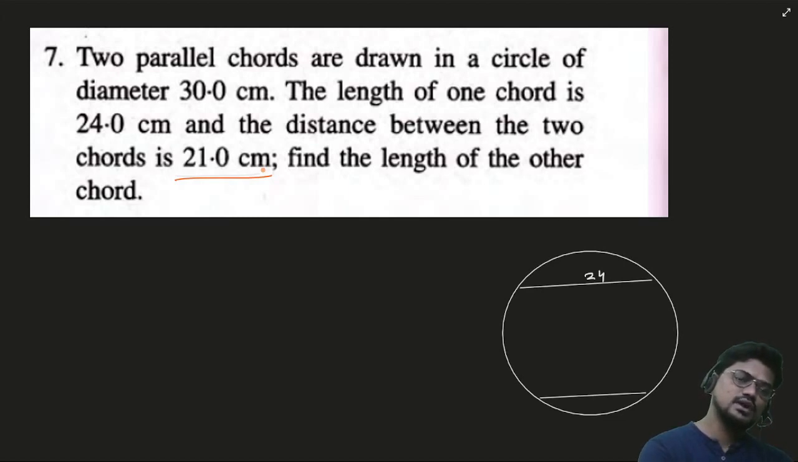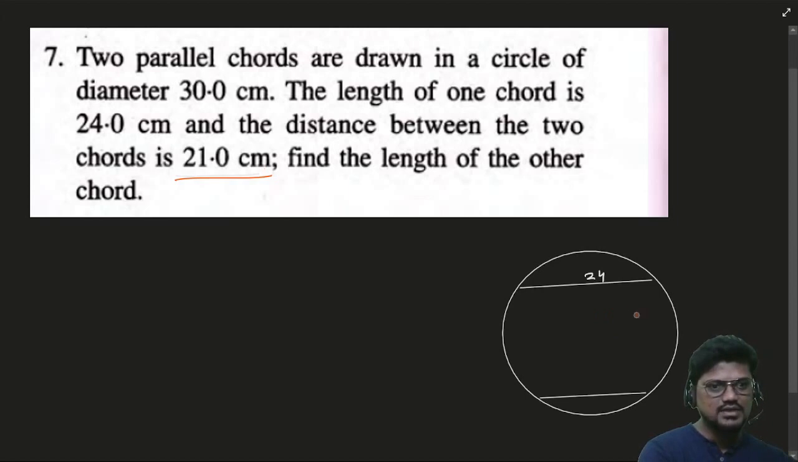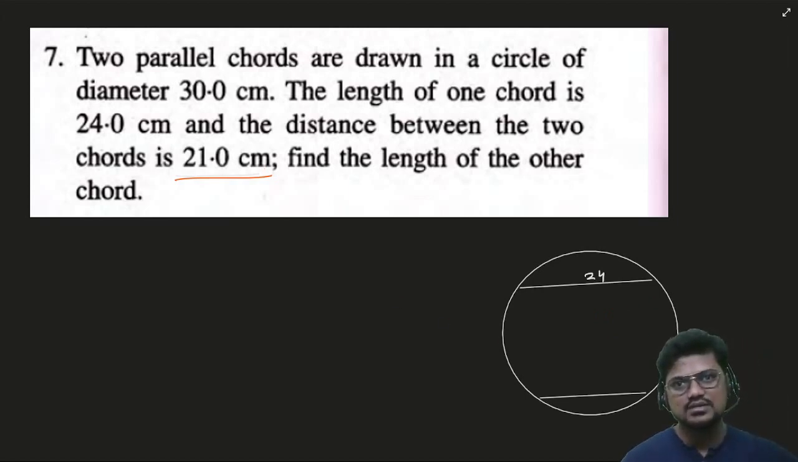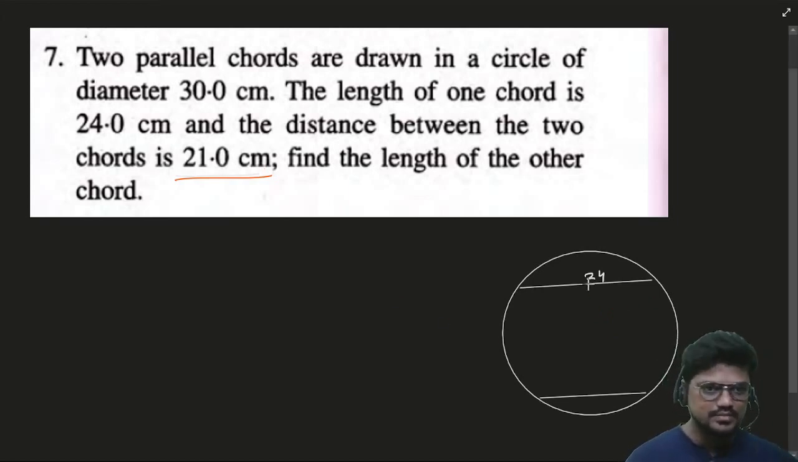Sir, opposite. Why? Sir, because the number is very big as compared to the size of the chord. So the radius of the circle is 15, right? If the distance between the two chords is greater than 15, that means the two chords are on the opposite sides of the center. Okay, so whatever we have considered is right. And what did they say? That the distance between the two chords is 21. This total is 21.